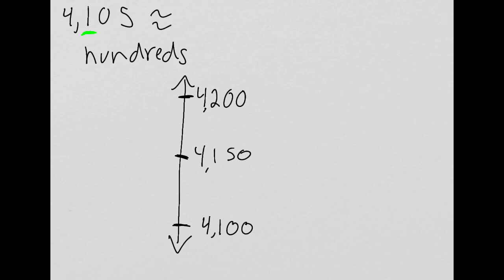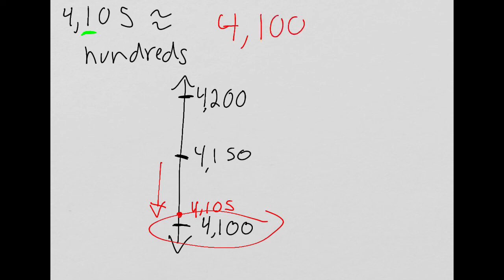So now looking at my number, 4,105, where is it going to fall on this number line? It's definitely less than halfway. It's really close to the bottom, actually, because 105 is less than 150. So again, I'm going to round down. So my final answer is 4,100. 4,105, rounded to the hundreds place, is 4,100.